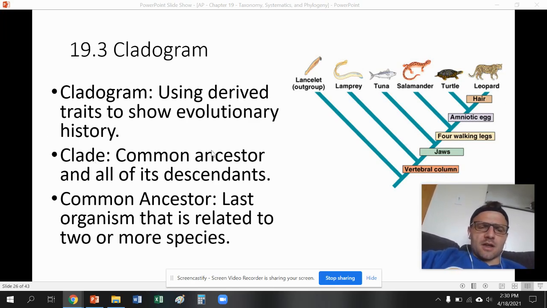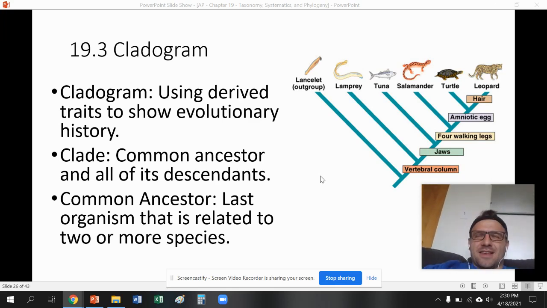A clade is a common ancestor and all of its descendants. So you can see here, if we have this whole clade, we have this common ancestor with all of the descendants. I'm going to show you some examples of what a clade looks like, because it's important to know what a clade is. And this is where it gets kind of tricky, and you have to understand it's just a common ancestor and all of its descendants.